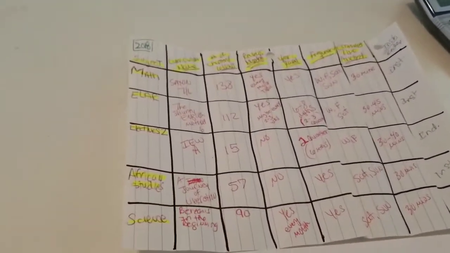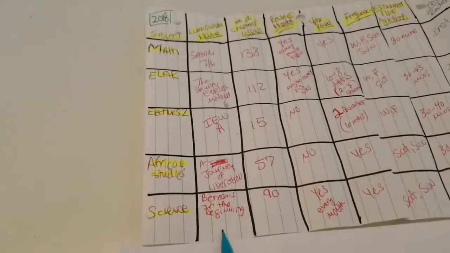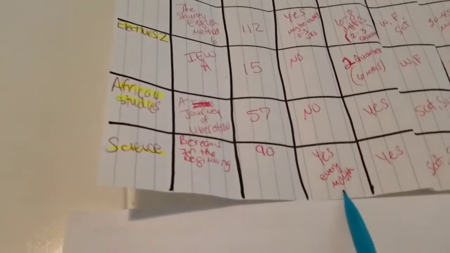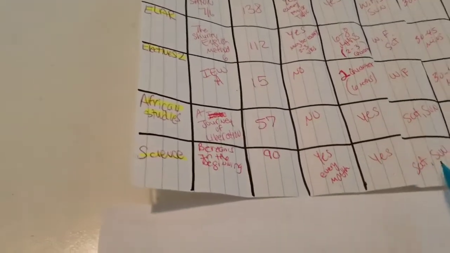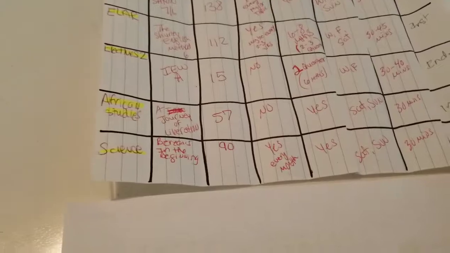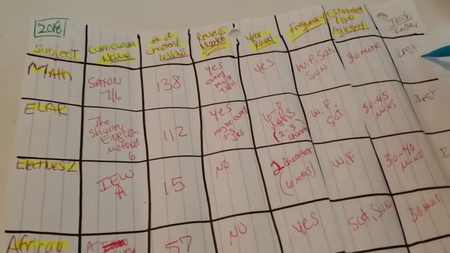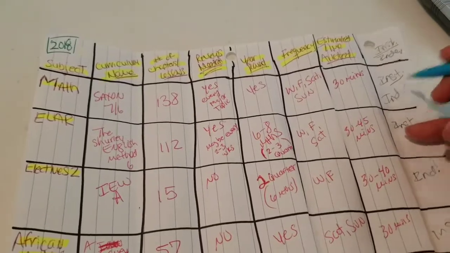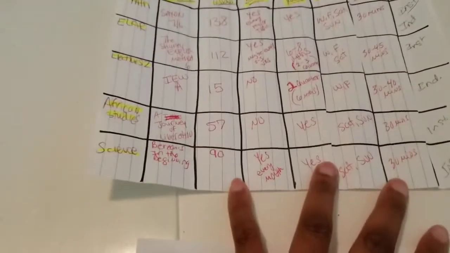And for science, we're using the Barron's in the beginning. There's 90 lessons. Yes, I want to do a review every month. It's year-round. We do it Saturday and Sunday. It takes me about 30 minutes, and it requires instruction. I'm going to go back up to math. Math is instruction, and it's also independent.